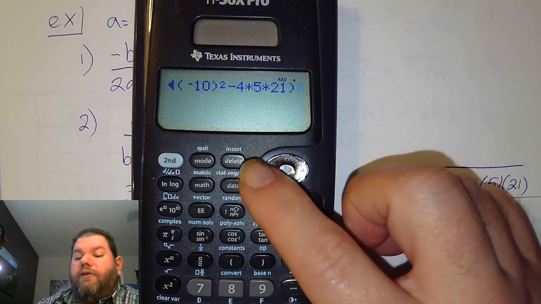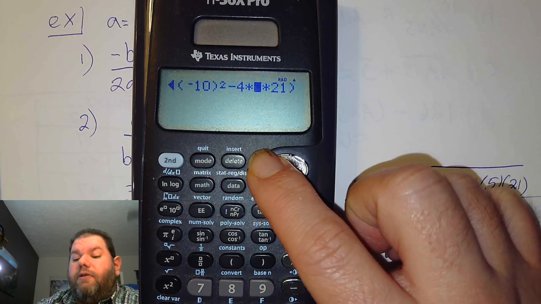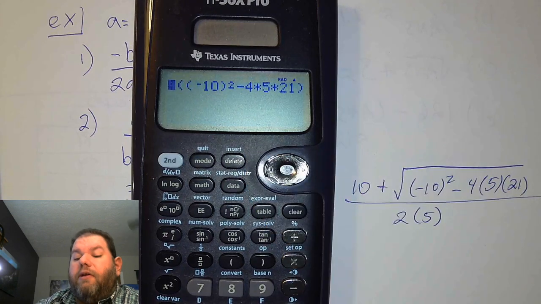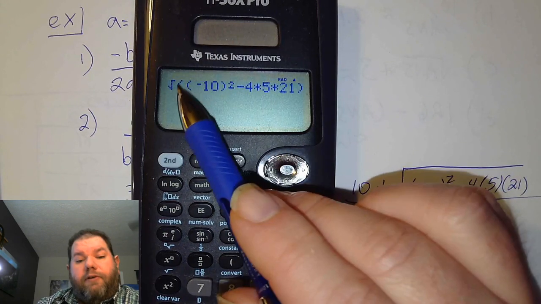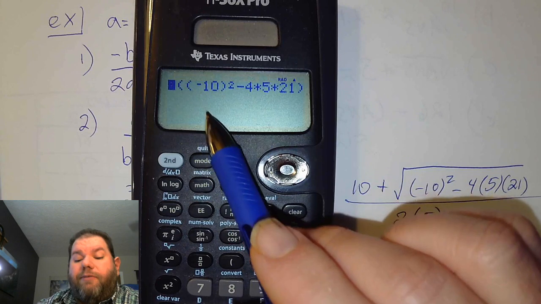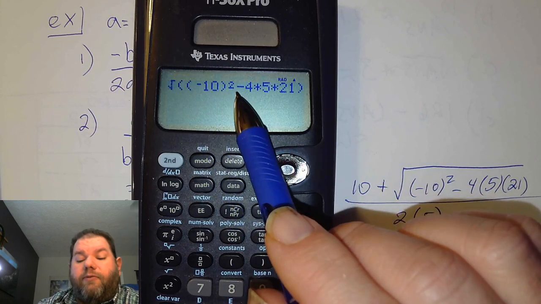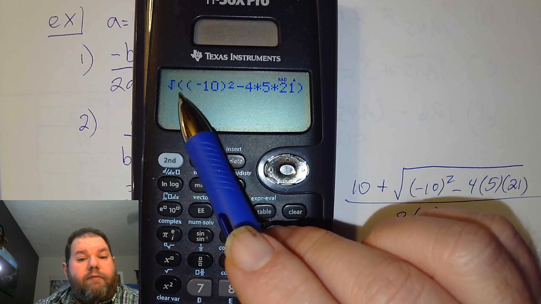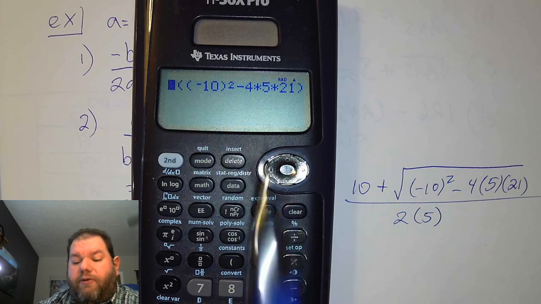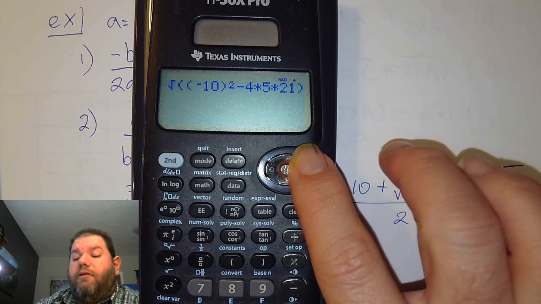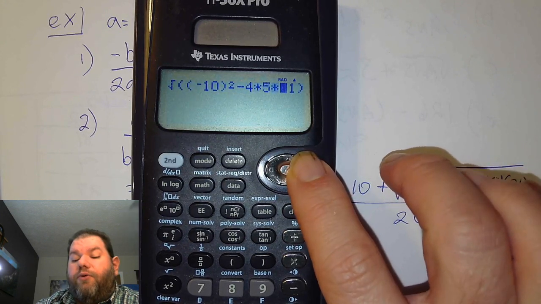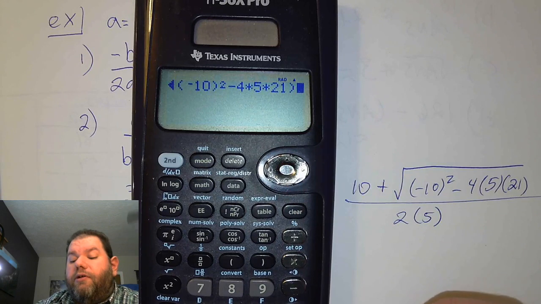Now, one of the things that you'll notice is that I opened two parentheses because I went ahead and put the negative 10 in parentheses squared, and there was another parentheses outside of that. So now we have nested parentheses that we're using. And then we have minus 4 times 5 times 21.